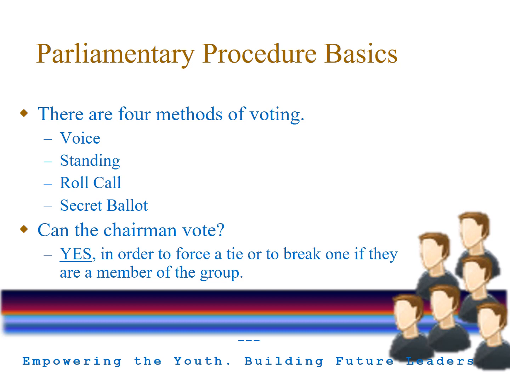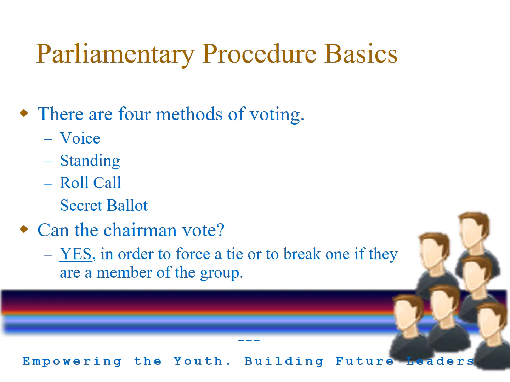And there are four methods of voting. This is what I was talking about a while ago. We have here through voice or viva voce, ayes or nays. It could also be by standing, especially in large organizations. We also have here roll call and secret ballot.